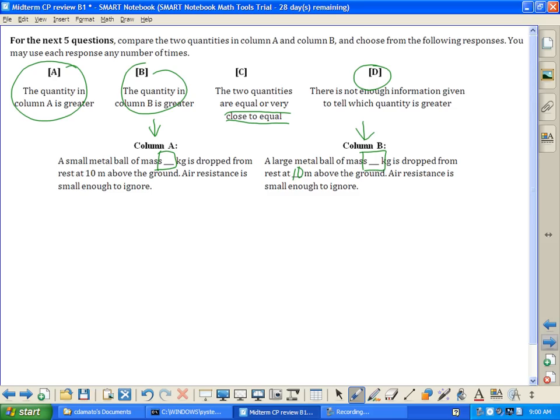So what questions might you get? It would be silly if there was a question like which has more mass, because the number's going to be there. So I'll tell you what, let's make up some numbers. Can we make up some numbers? 5 kilograms, 50 kilograms? So let's see, when released, how about the length of time required to hit the ground? Which takes longer to hit the ground?